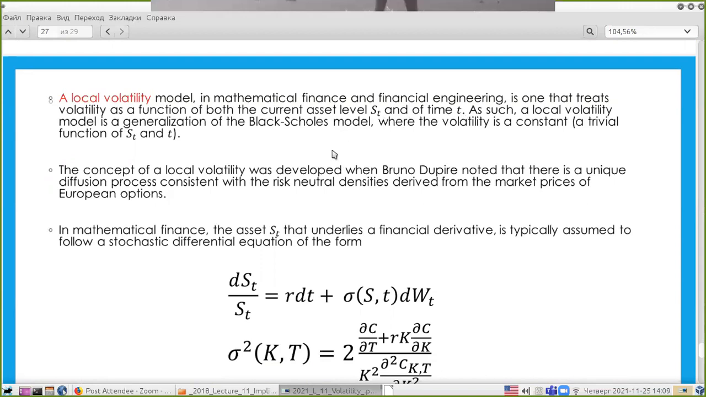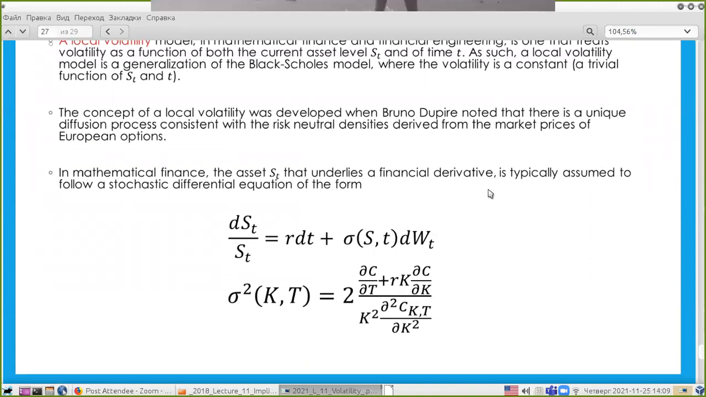This concept of local volatility was developed when Bruno Dupire, a French scientist, noted that there is a unique diffusion process consistent with the risk neutral densities derived from the market prices of European options.